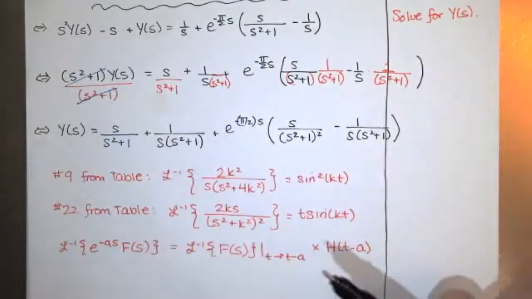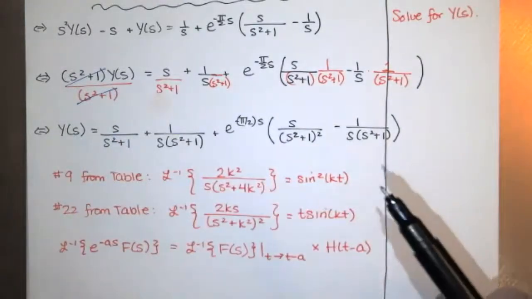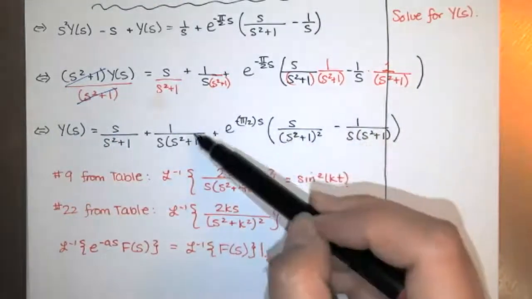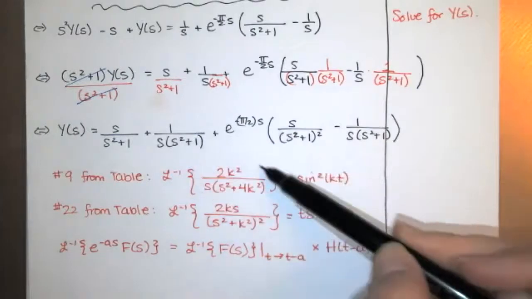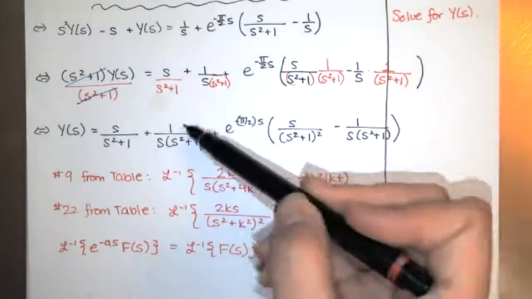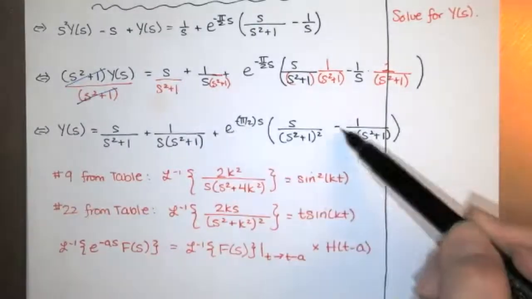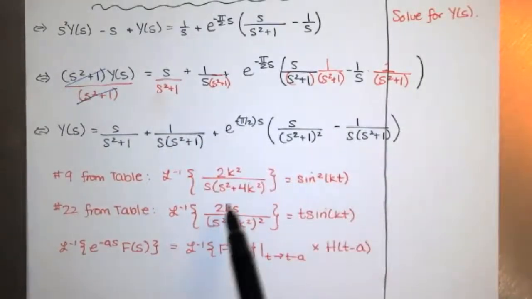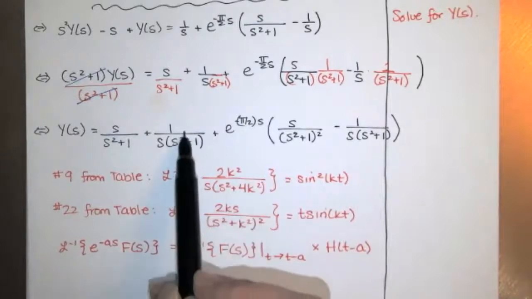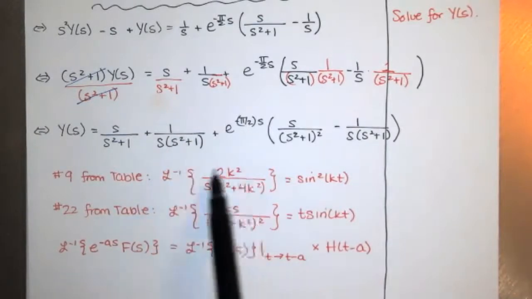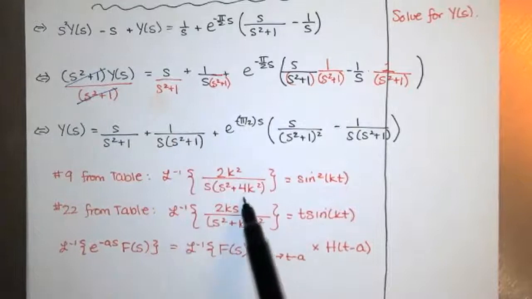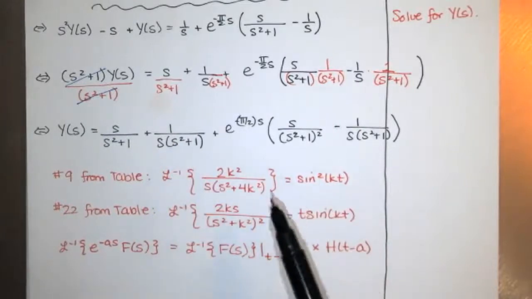I know what that one is, and that's going to be a cosine of t. And then this one looks like this, and this is identical to that, except it has a minus sign there. But this term, if we ignore the negative, is identical to that. So we can use this and this together to compute the inverse transform.